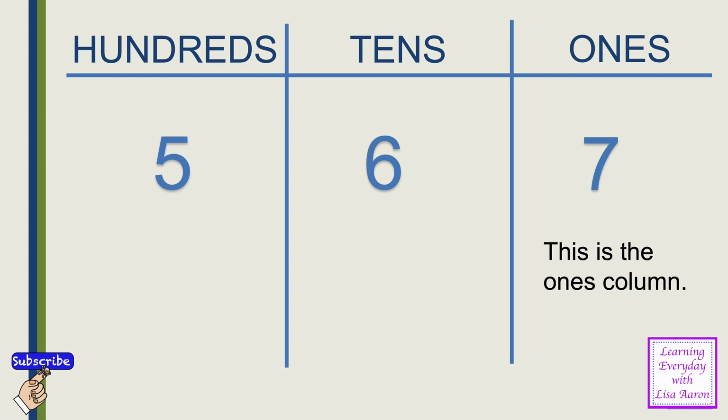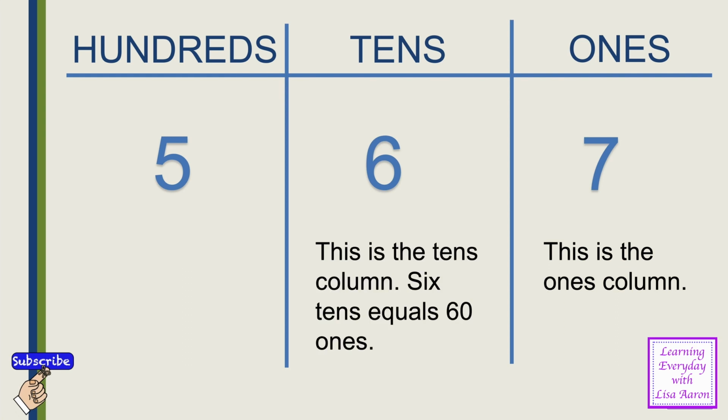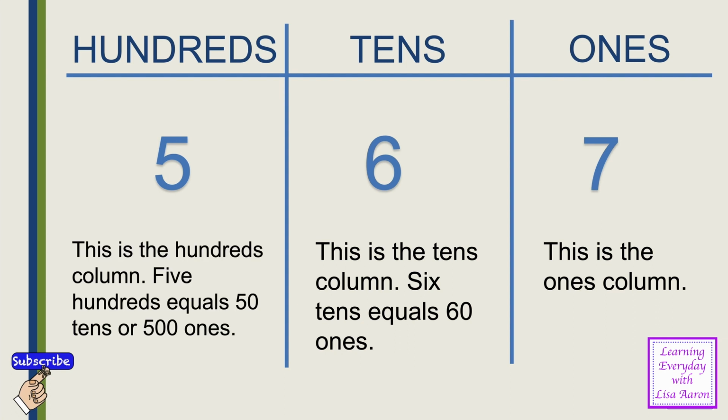This is the ones column. It has a 7. This is the tens column. 6 tens equals 60 ones. This is the hundreds column. 5 hundreds equals 50 tens or 500 ones. The number shown here is 567.